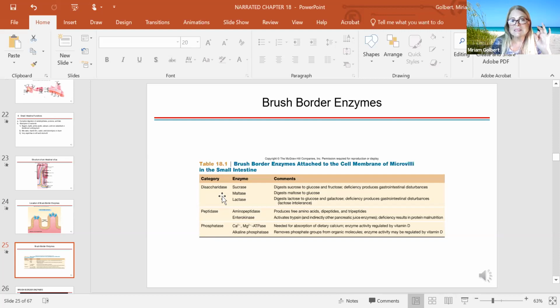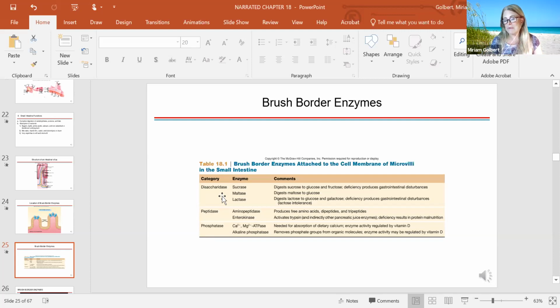So these are disaccharidases. We have sucrase. Sucrase breaks down sucrose. Maltase breaks down maltose. And lactase breaks down lactose. So what is sucrose? Sucrose is table sugar and is made out of glucose and fructose, so it's a disaccharide. Maltase is the enzyme that breaks down maltose, which is beer sugar, made out of two glucose together. And lactase is for milk sugar, the sugar that we find in milk. That one breaks down lactose, which is made out of glucose and galactose.